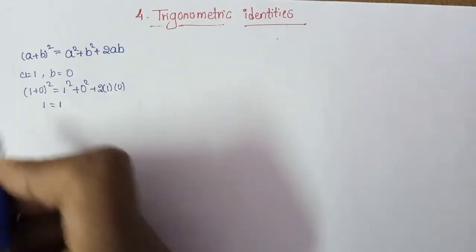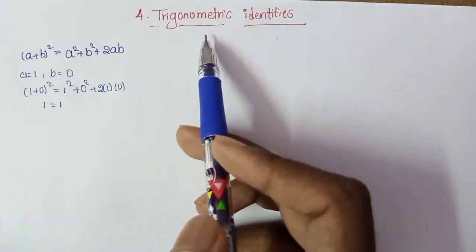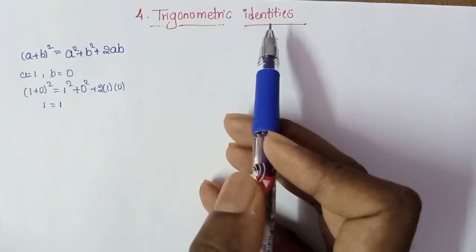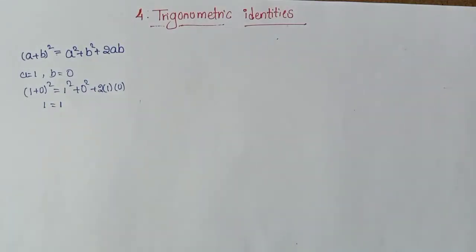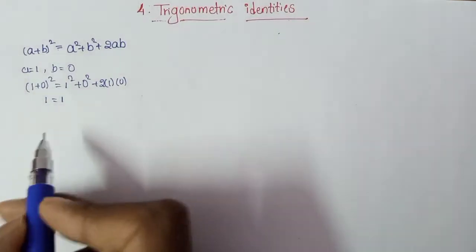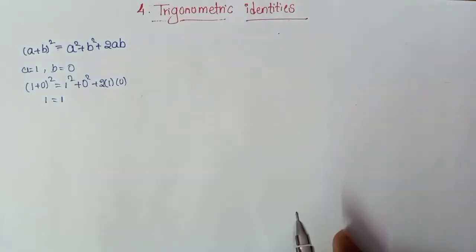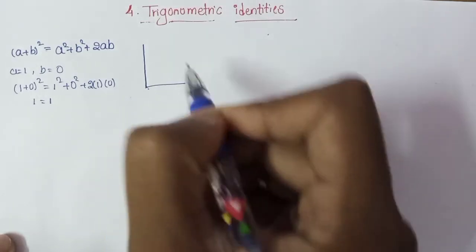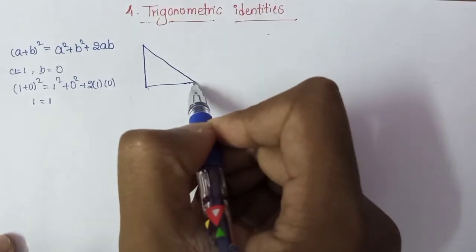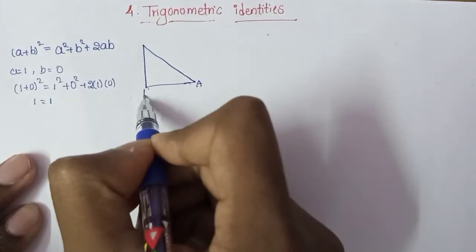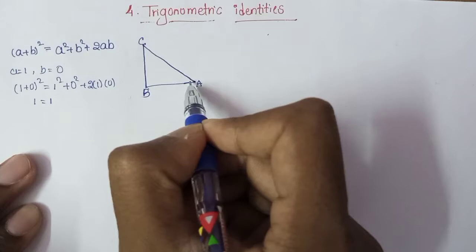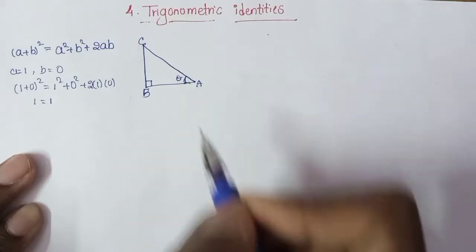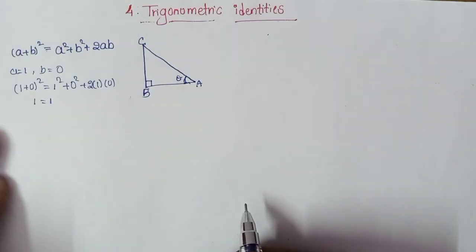Like this, by using trigonometric functions also we can write some identities. These identities we will derive now. First, let us consider a right angle triangle, triangle ABC. This is 90 degrees. Let us say this angle A is theta. We assume this angle A is theta.